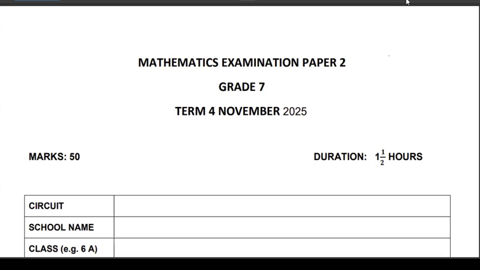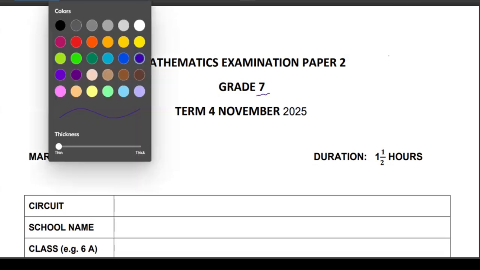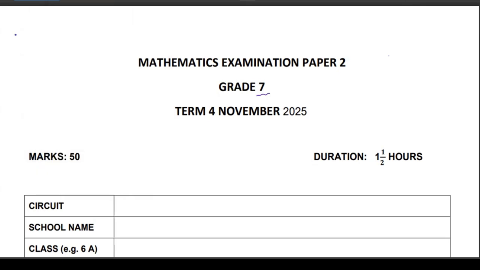Yet another episode where we shall be looking at the preparation for the mathematics paper 2 for the grade 7s for this year 2025. Okay, so remember in term 4, end of the year, we write two papers, paper 1 and paper 2. So in this case, our focus is just the paper 2.